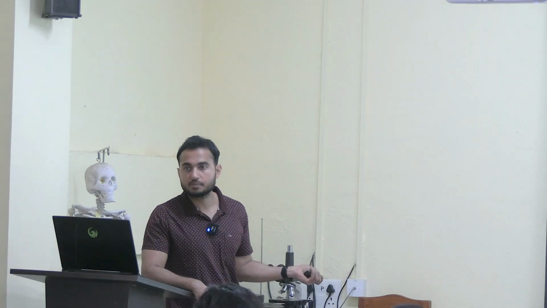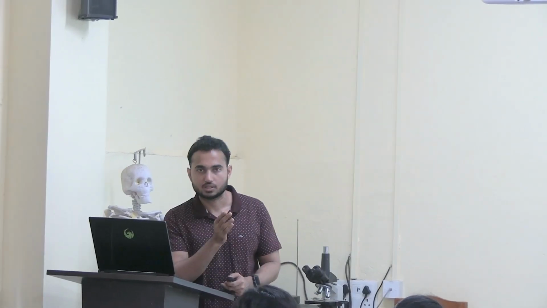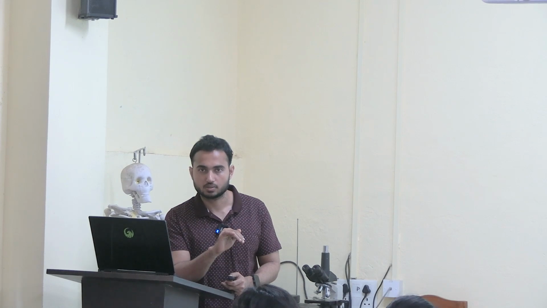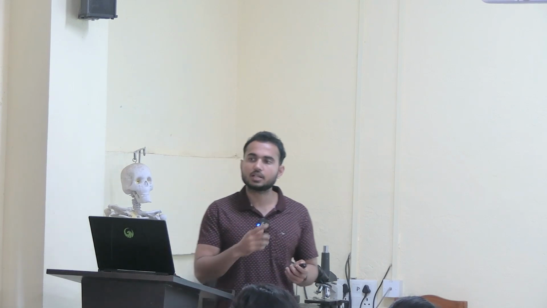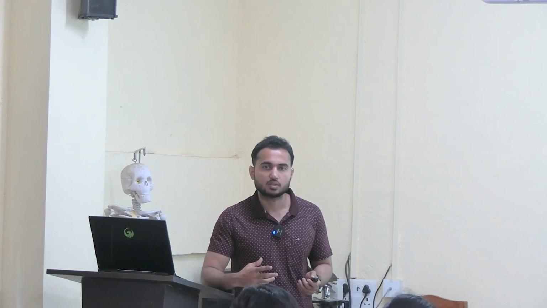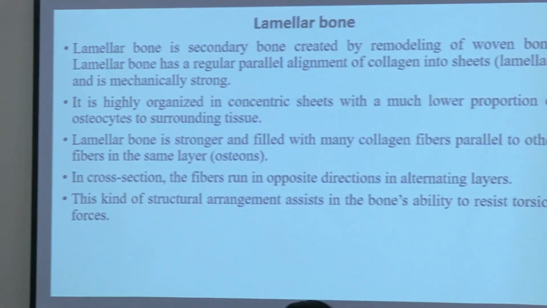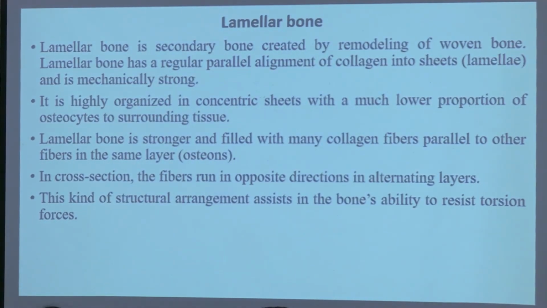Okay, next is the lamellar bone and the woven bone. So till now whatever we have discussed, those were macroscopic. Now we are going to the microscopic. Okay, so beyond the lamellar arrangement or beyond the trabecular arrangement, if you want to see, you need a microscope. Okay, lamellar bone is the secondary bone. Why secondary bone? Because they are created by the remodeling of woven bone. That means first woven bones are produced and then remodeling takes place, where we get the lamellar bone.